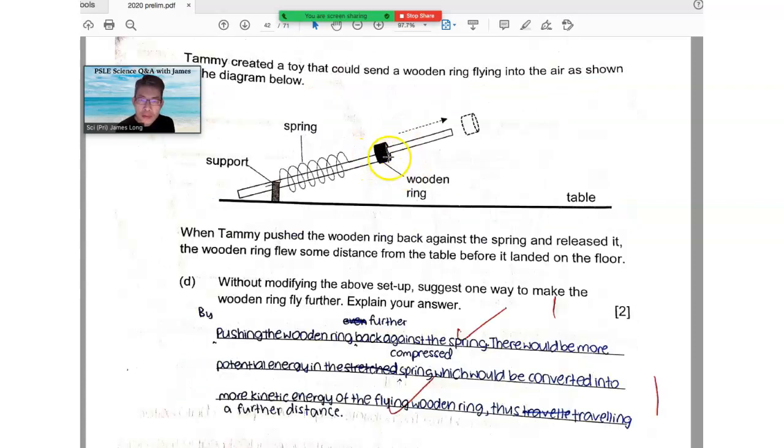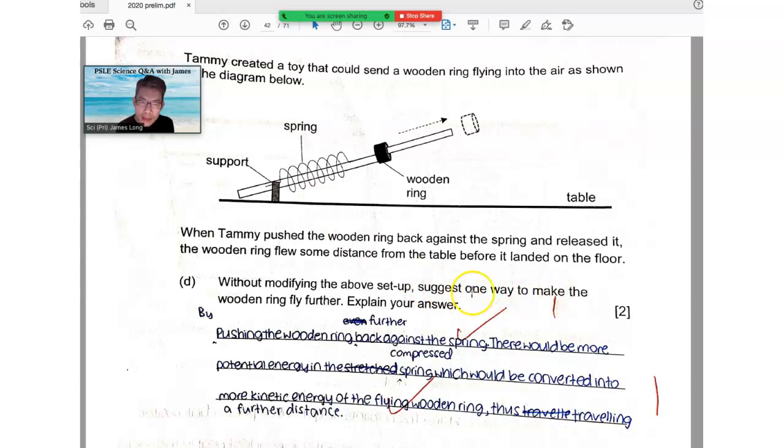For this one, you want the ring to fly further. How? You're going to compress this spring more. So you're going to make sure your answer tells us clearly this wooden spring will be pressed all the way to the left until it touches the support, or as far as you can. So like pushing the wooden ring further back against the spring. That is correct. That is the first way.